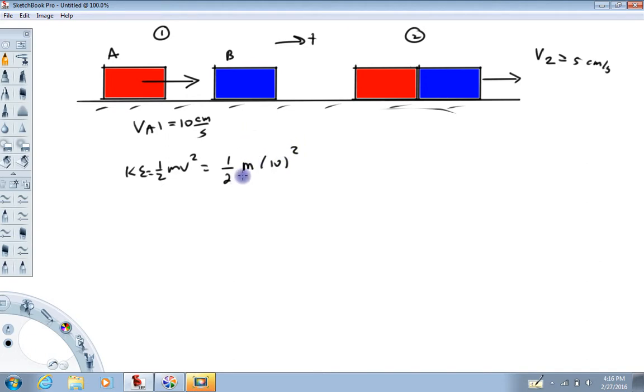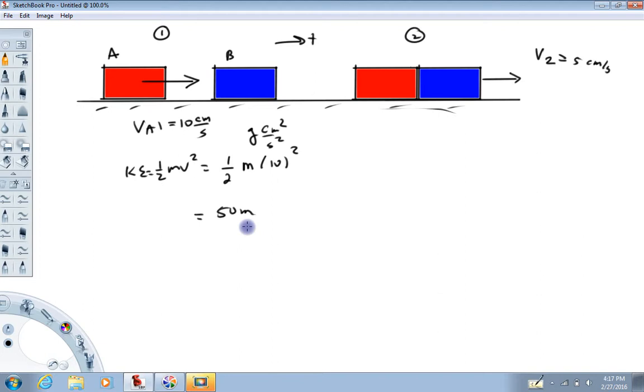This would have units, if I put this in units of grams and this in centimeters, our kinetic energy would have units of gram centimeter squared per second squared. The units are not important for this discussion. If we multiply this out, 10 squared is 100 over 2. We end up with 50 m, whatever that is. Again, that's going to depend on the mass.